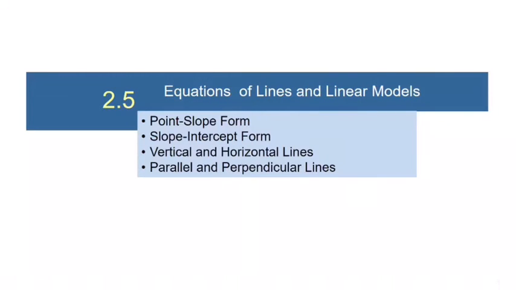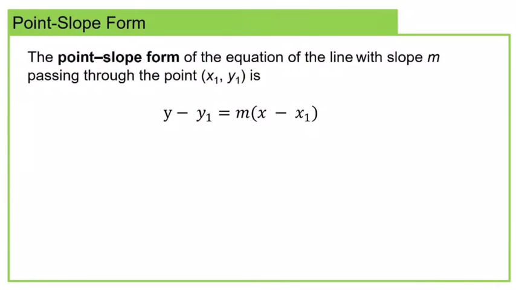So let's get started. We're going to start off talking about the point-slope form of the equation of a line. To use the point-slope form, you need to know the slope m of the line, and you need to know one point that the line is supposed to go through. We'll call that point x1, y1. So here's the formula. It says y minus y1, which is the y-coordinate of the point we know, equals the slope times x minus x1, which is the x-coordinate of the point we know.